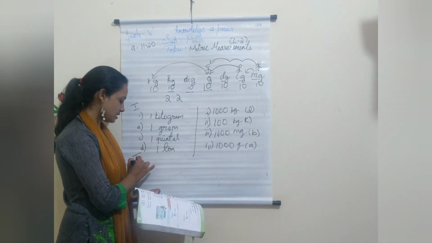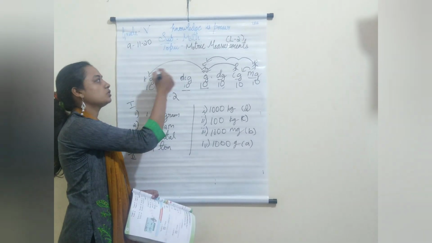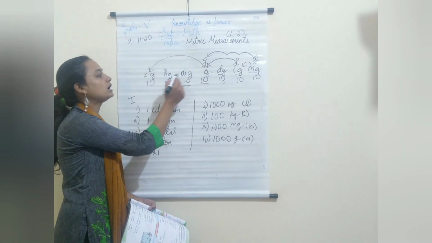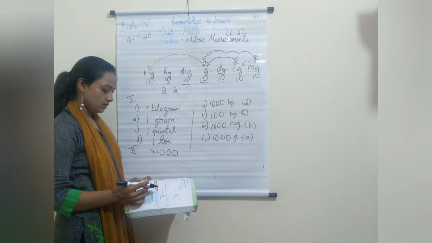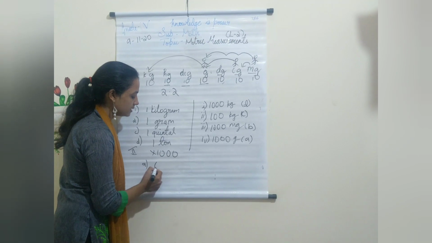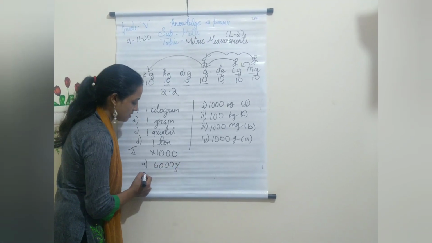Now let's go for the next mean. Second mean, convert from kilograms to grams. So we are moving forward. You have to multiply with 1, 2, 3 steps, so 1000. First one, 6 kg into 1000 will be 6000 grams.